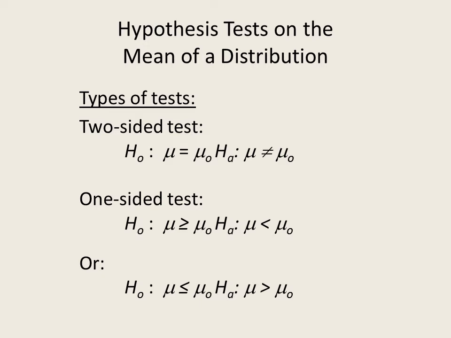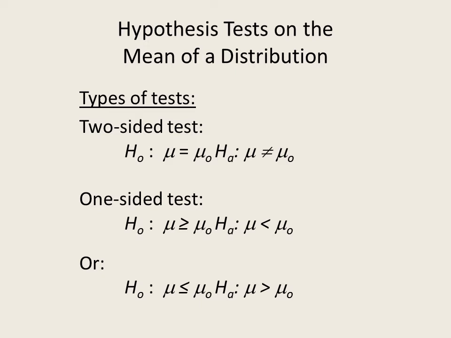We might also take on a one-sided test, where we would be making the assertion that the mean is greater than or equal to some value mu 0, or that the population mean is less than or equal to some particular asserted value. In each of those, we would have the corresponding alternative hypothesis that no, it's not greater than or equal, or no, it's not less than or equal.